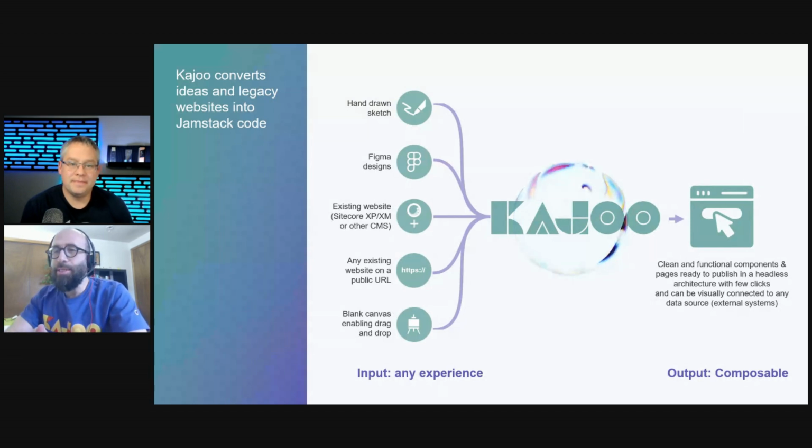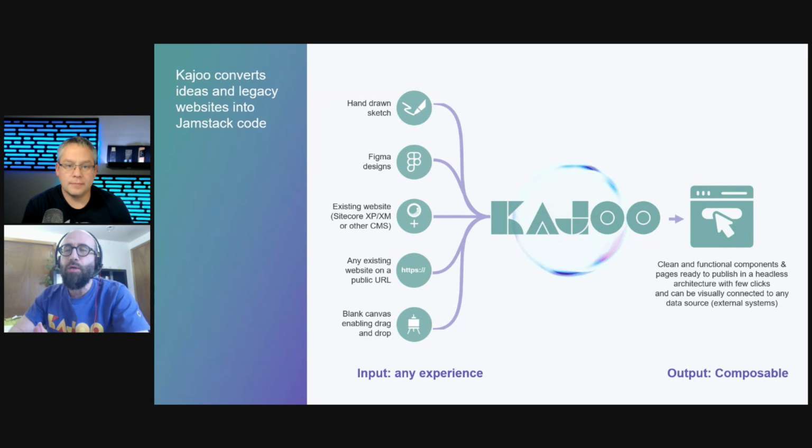All right. So just as you watched in part one, Kajoo is an AI-powered visual experience builder, and it's built for the composable and headless world, and it can convert designs from multiple formats into the Jamstack and the composable world, integrated with multiple composable DXPs and headless systems.